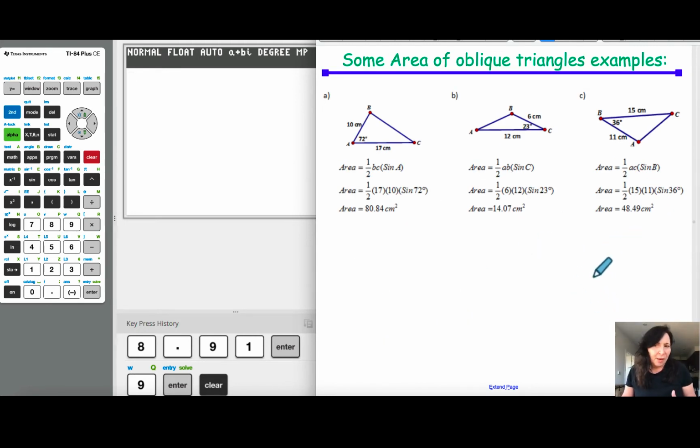These are some examples, which you're free to pause the screen and check out. But again, if I have angle A, which is right here, then I have to have the two sides right next to it, surrounding it. So it's side, angle, side. If I have angle C, like this, I would need side A, which is this side, and then side B. Again, side, angle, side.